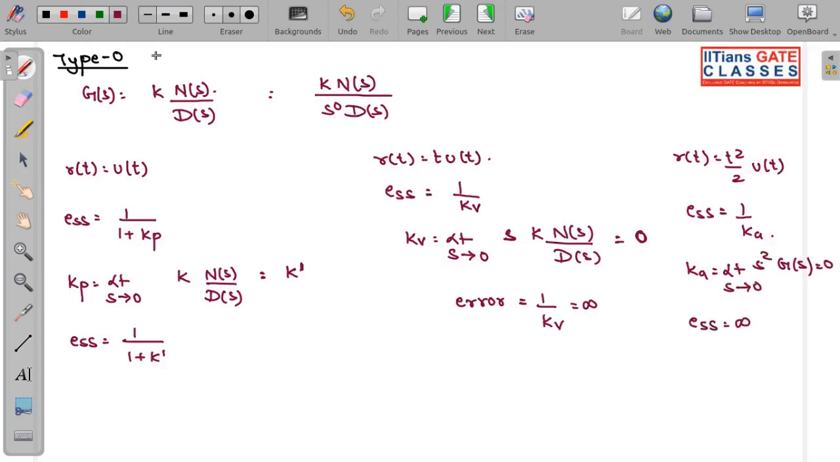So remember, for a type 0 system, you get a finite error when you apply your input as the unit step. If you apply a higher order input like ramp or parabolic, you will be getting infinite error at steady state. Okay.